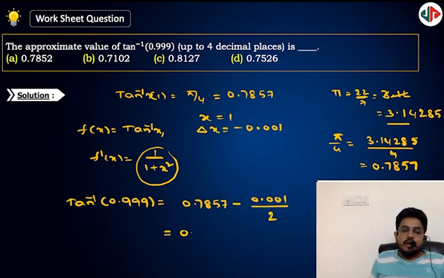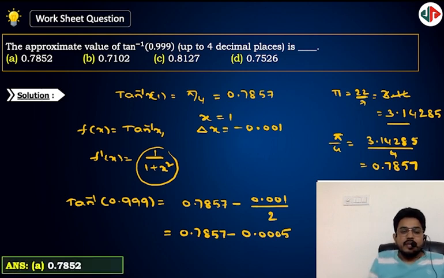So this is 0.7857 minus 0.0005. So you will be getting the answer equivalent to 0.785. My 7 minus 5 will be equal to 2. This is the answer.